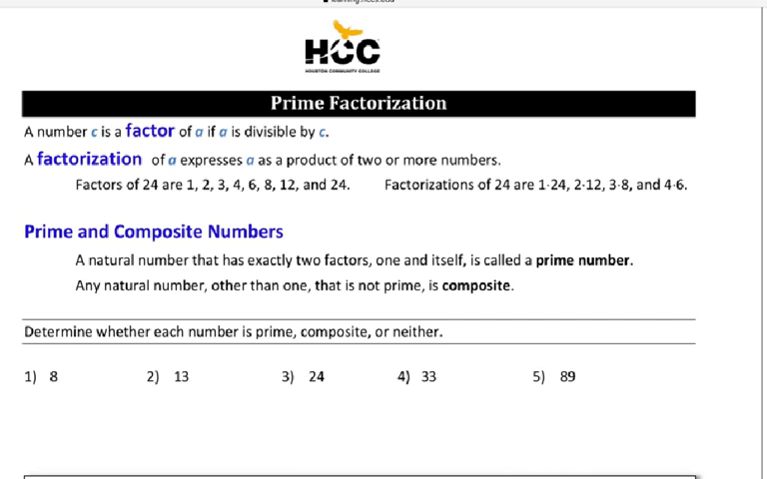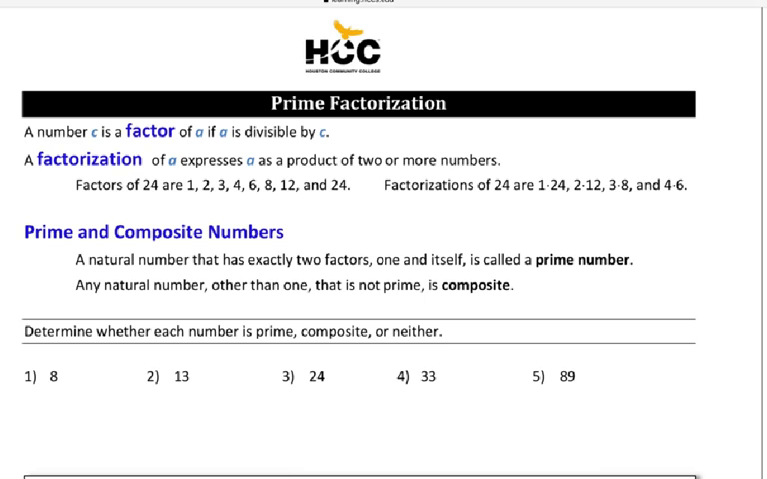Okay, so last time we discussed what factors, factorization, prime, and composite numbers are. Now we're going to work through these examples. I asked you guys to work through these on your own. Notice that I'm covering up what prime numbers are, so I don't know whether it's prime or not. What I'd like to do is say whether it's prime, composite, or neither, and then state why that's the case.